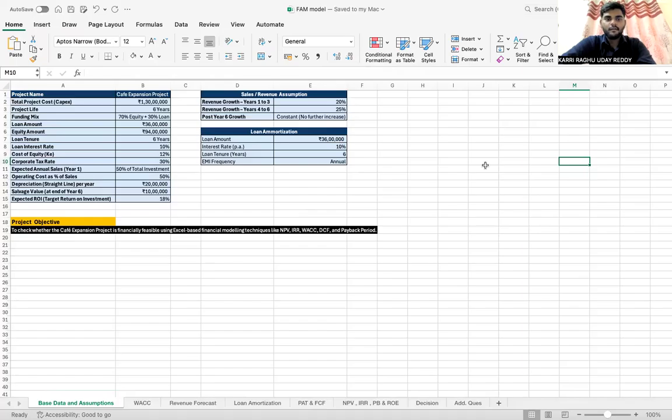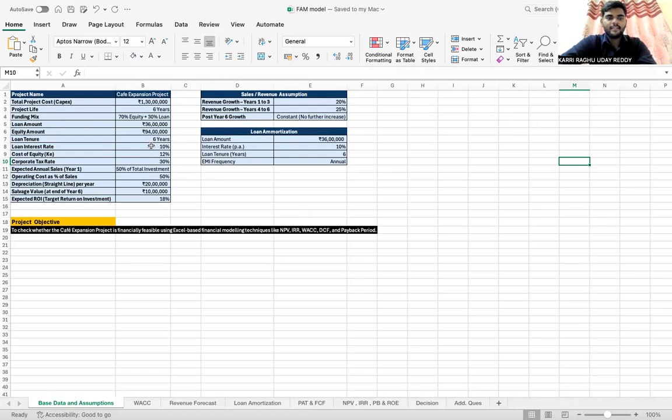Hi everyone. Now let us explore a financial modeling project related to a cafe, whether it is feasible to expand or not. So this is the information given. There are some assumptions. The total project cost is 1.3 crores and the project life is approximately 6 years. It is funded 70% equity and 30% loan, that is 94 lakhs and 36 lakhs. And this 36 lakhs loan tenure is 6 years.